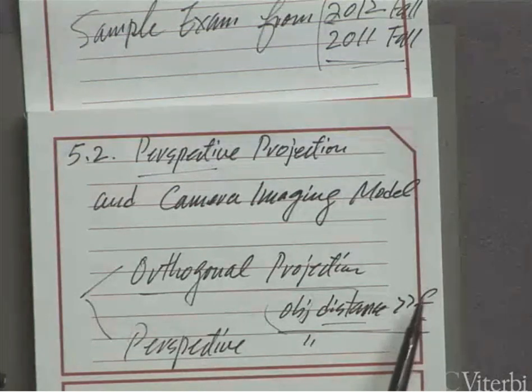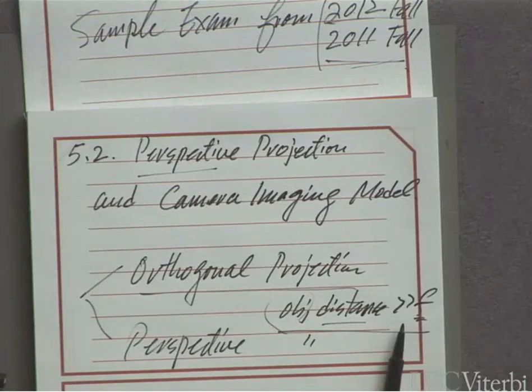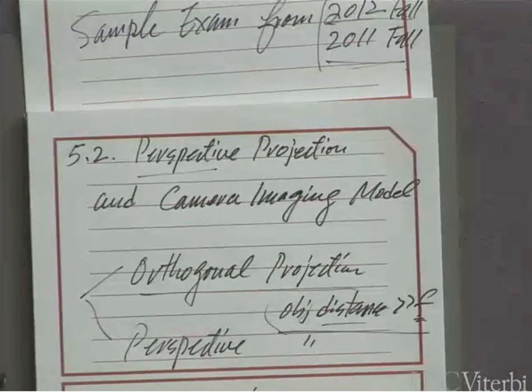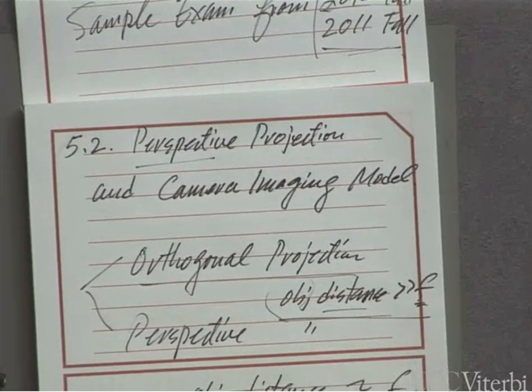So we don't have to worry about the effect of the focal length. In that case, we can assume it's parallel light, and the parallel light is just projected onto the image plane. But for perspective, the object distance is about the same order as the focal length. They are not too far; they are close-by objects. Then you need to consider the effect of the focal length.